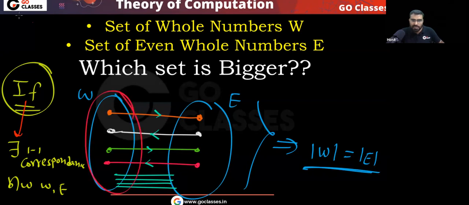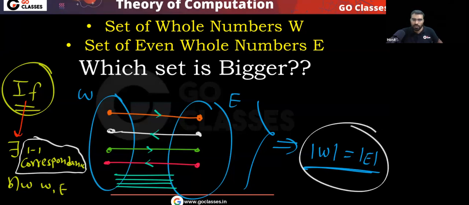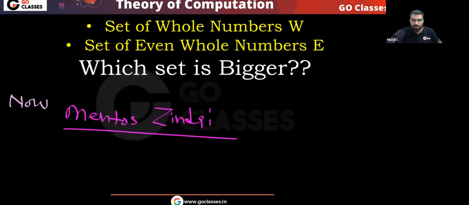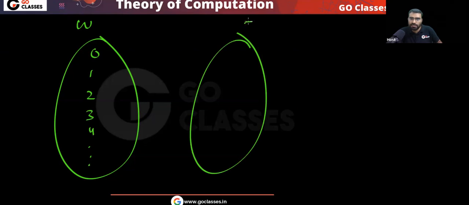Consider this as an army. Between this army, if I can create a one-to-one fight, every person here fighting with a unique person here, then will you agree that they have the same size? Now let's see. Can you create a one-to-one fight between these two? Very simple. This is your set W: 0, 1, 2, 3, 4, and so on. This is your set E: 0, 2, 4, 6, and so on.